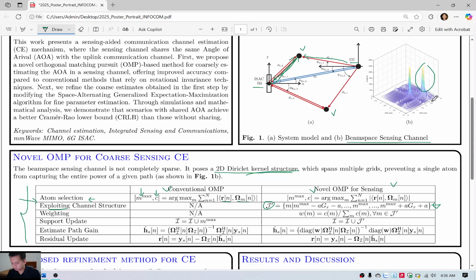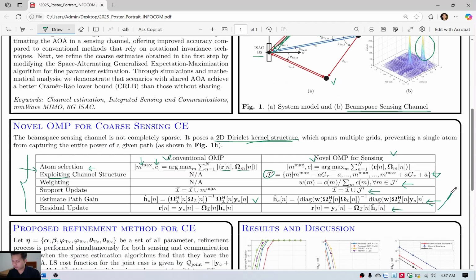And since we choose multiple atoms, we have to evaluate their contribution to the power of one path. The sum weight of all path atoms in one step would be 1, and the weight of each atom is based on its correlation. We have another step here to evaluate the contribution of each atom in the previous step. After that, we update the support set and estimate the path gain by weighted linear least squares instead of linear least squares like conventional OMP. And finally, we update the residue and go back to the first step.